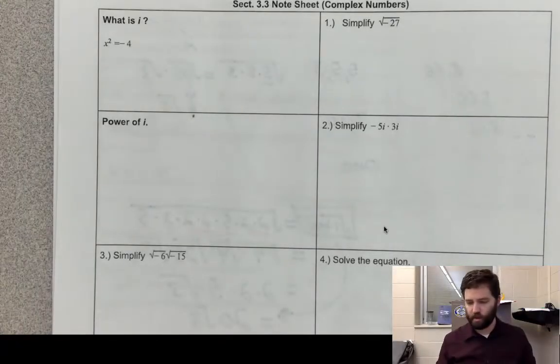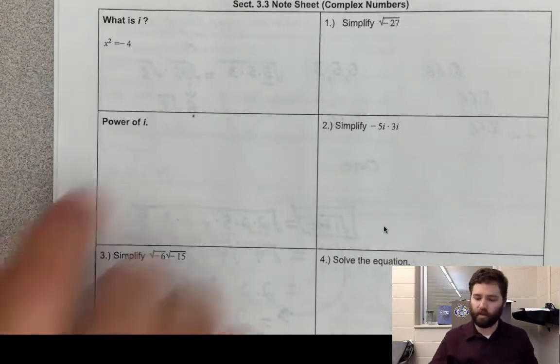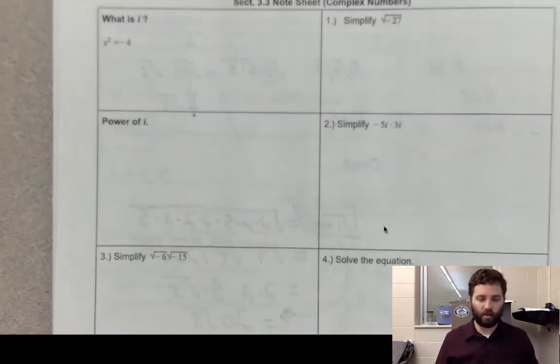All right, let's get started. We are going to talk about section 3 today, which is complex numbers or imaginary numbers. We'll talk a little bit about the difference in a second. But let's start off with just thinking about this problem right here, x squared equals -4.